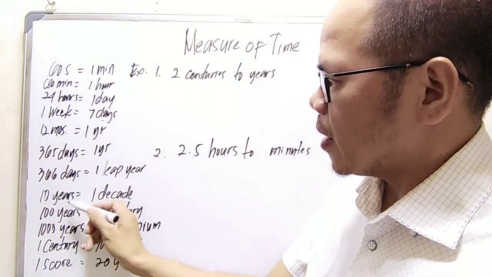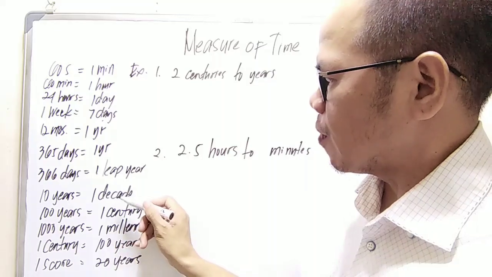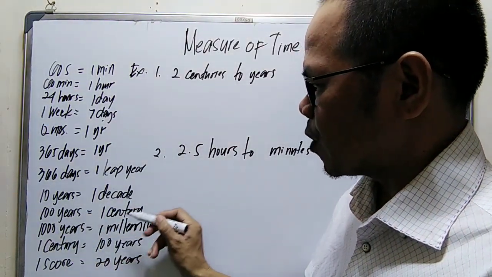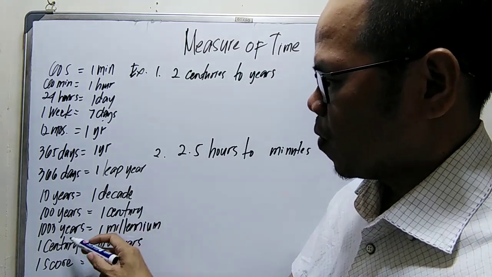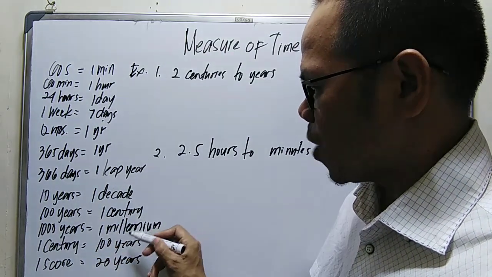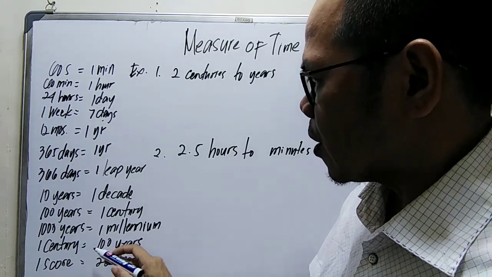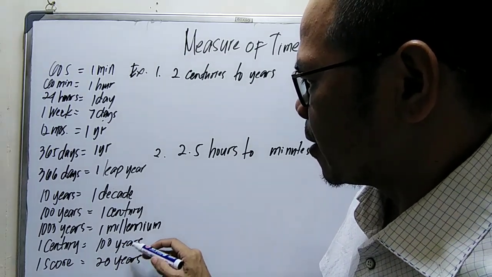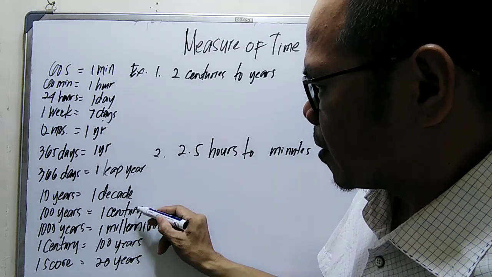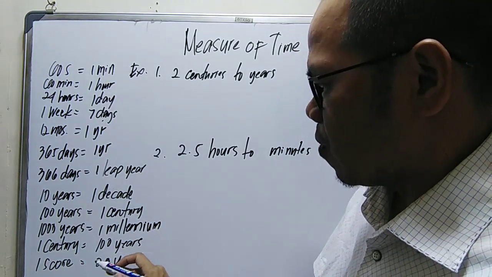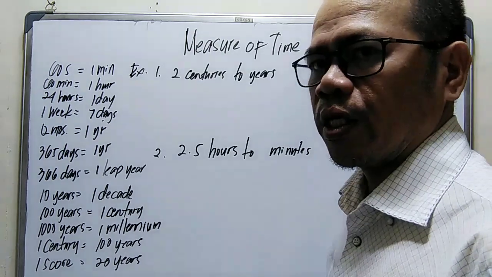So 10 years, that is equal to 1 decade. 100 years, that is equal to 1 century. 1,000 years is equal to 1 millennium. And 1 century is equal to 100 years. Ay, inulit na. Okay lang. And 1 score is equal to 20 years.